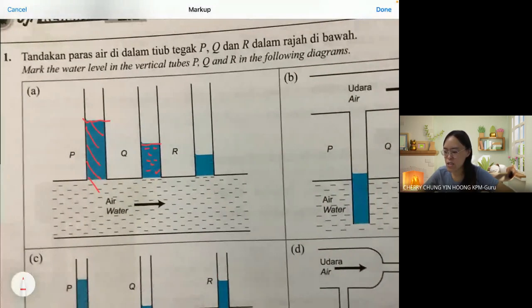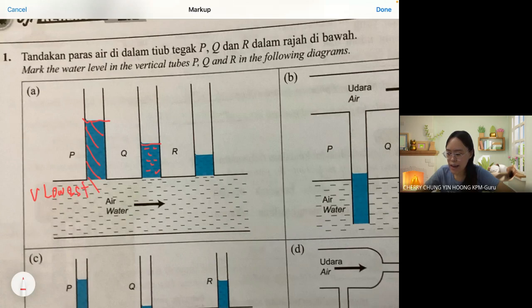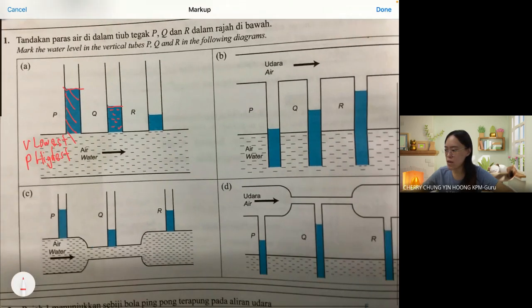第一个 P will have the highest level, okay, followed by Q and R. Why? Because the water flow in 在这边 it has the lowest velocity. So creating highest pressure. Okay, then followed by B.